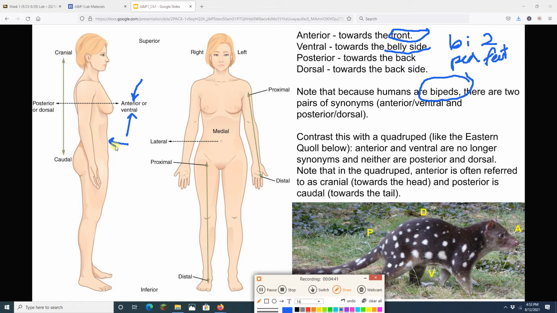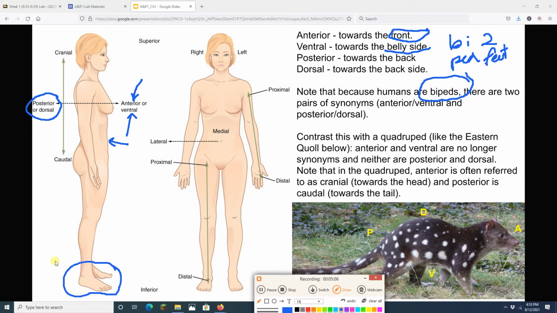Posterior, as you might have guessed, means towards the back. Notice it has a synonym as well, dorsal. So posterior or dorsal meaning towards the back. And again, these are synonyms because we stand on not 1, not 4, not 3, but 2 feet.